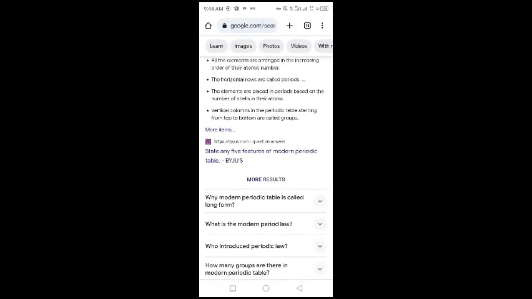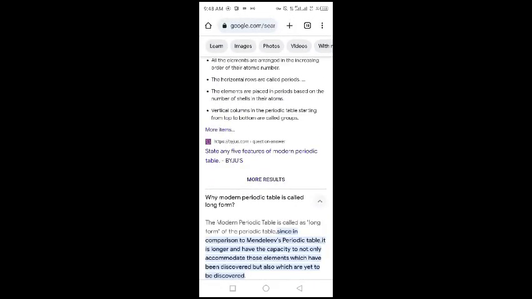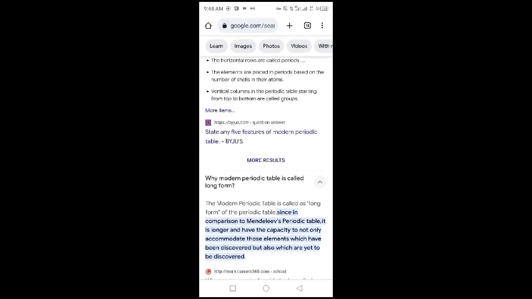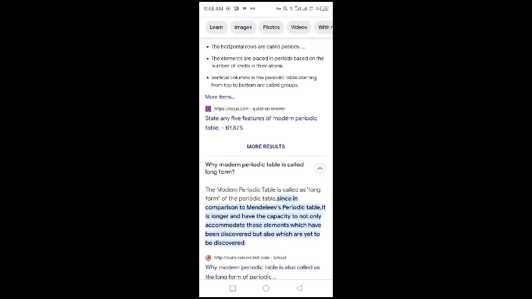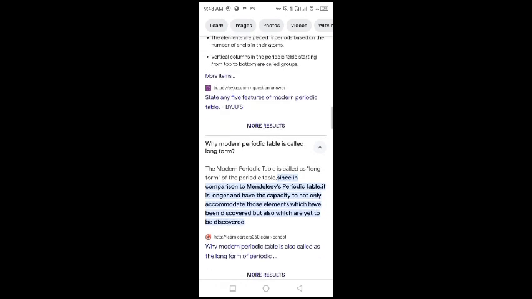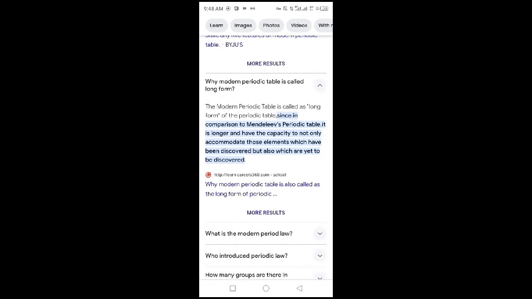Why modern periodic table is called long form? The modern periodic table is called as long form of periodic table since in comparison to Mendeleev's periodic table, it is longer and has the capacity to not only accommodate those elements which have been discovered but also which are yet to be discovered.